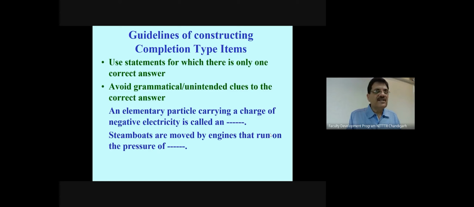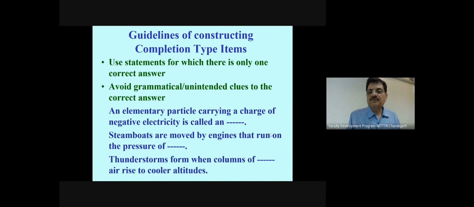Steamboats are moved by engines that run on the pressure of ___. So steamboat is giving the clue. So the answer is steam. Thunderstorms form when columns of ___ air rise to cooler altitudes. The word cooler is giving the hint, right?